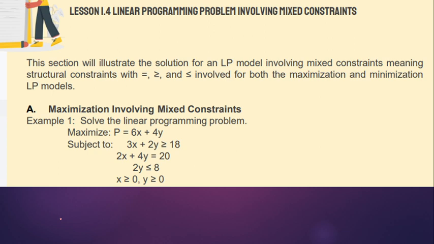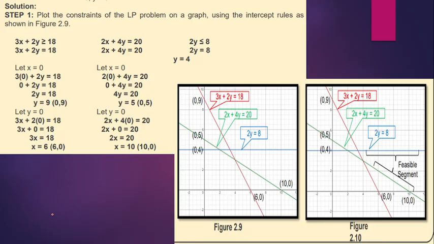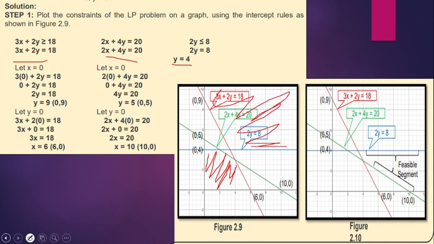So let's graph the three structural constraints. Class, as you can see, this is the graphing of the three structural constraints. If it is solid, less than or equal, a maximization problem, this is the feasible region. If the problem involves minimization, solid, greater than or equal, then this is the feasible region. So class, it is different.